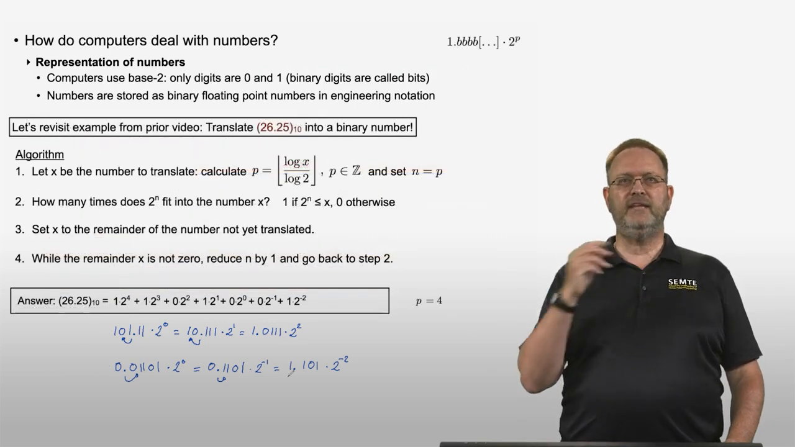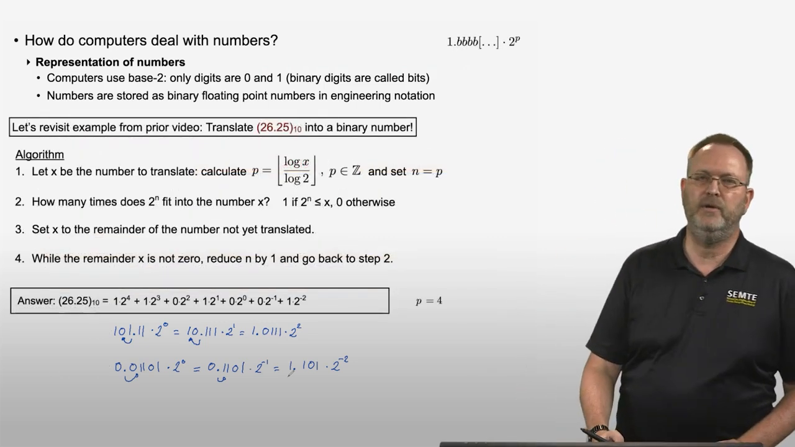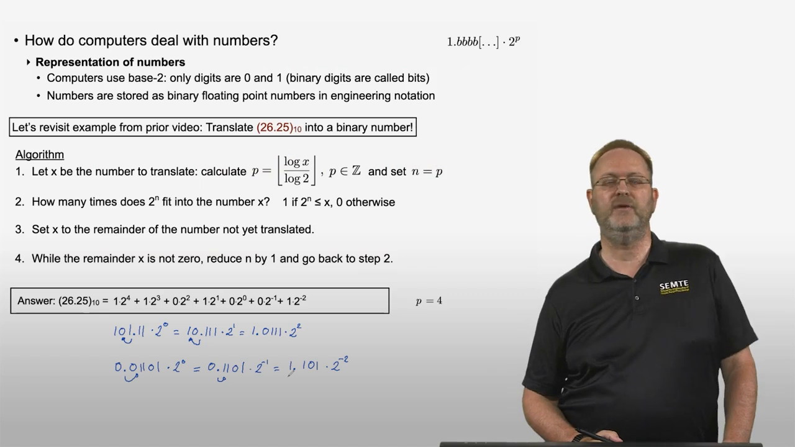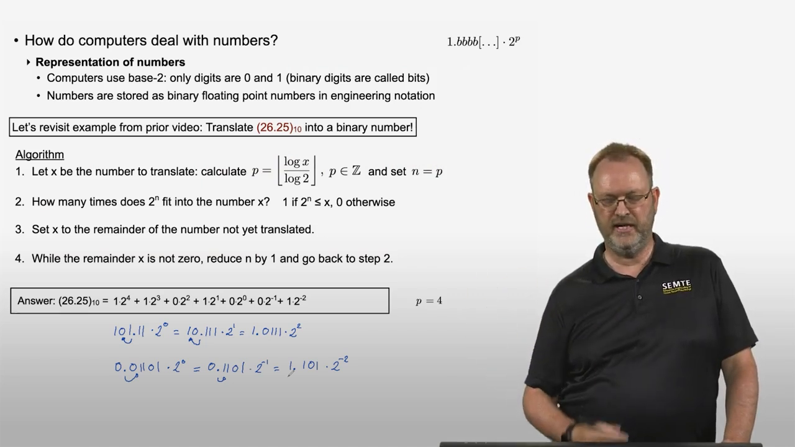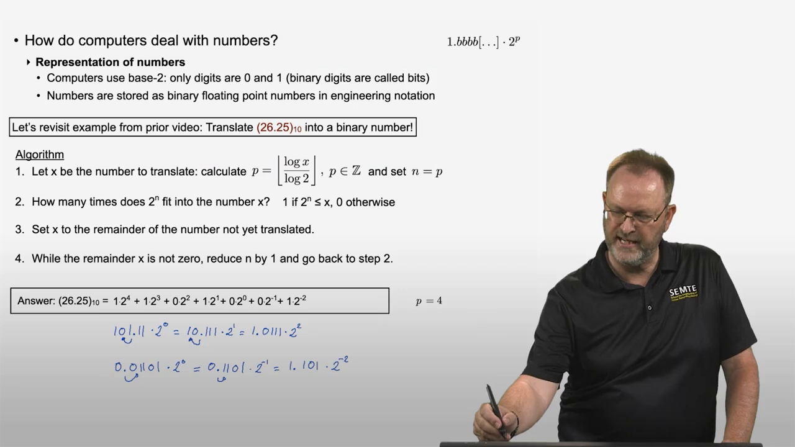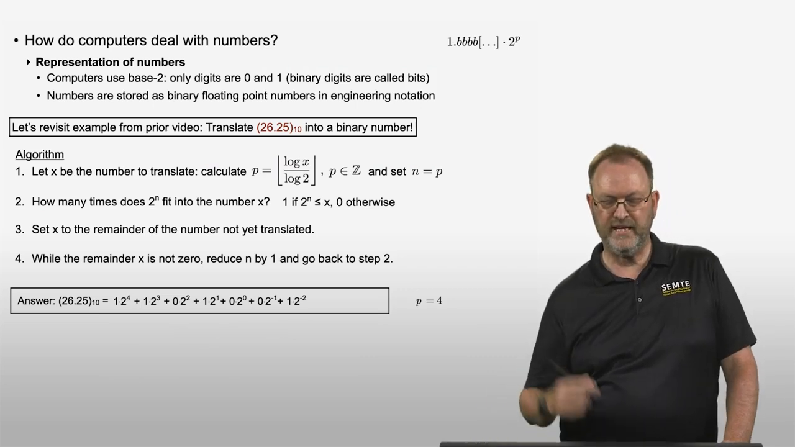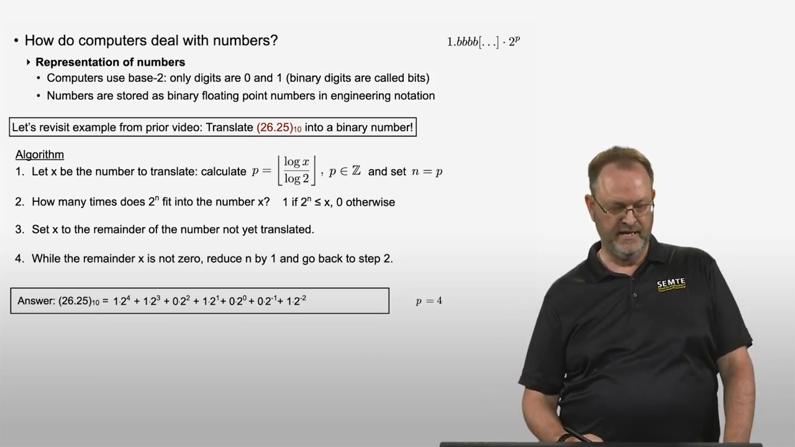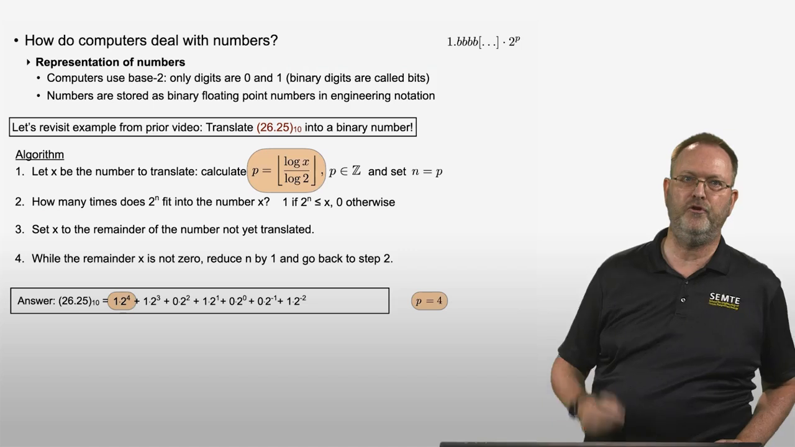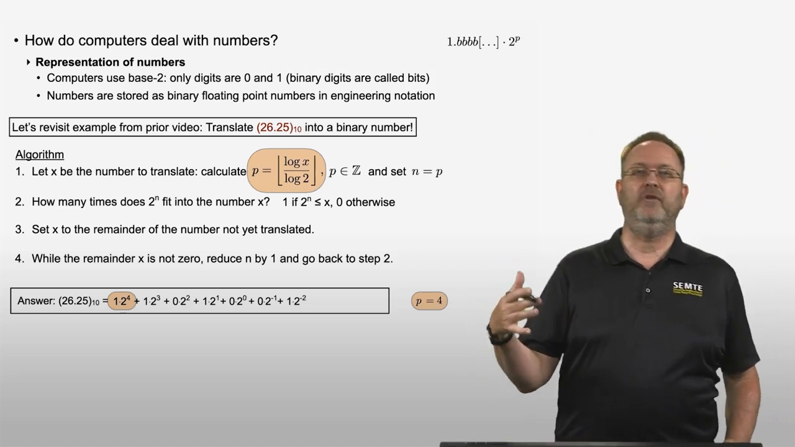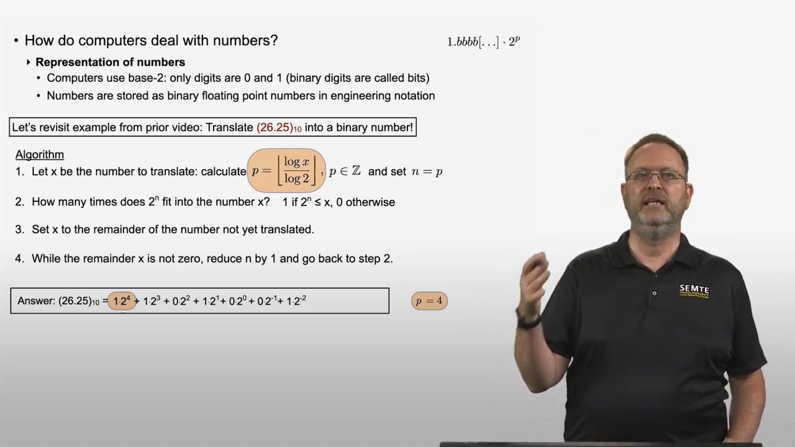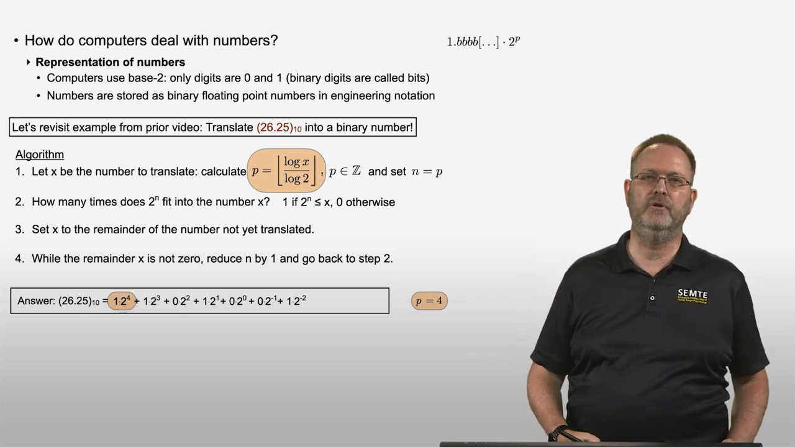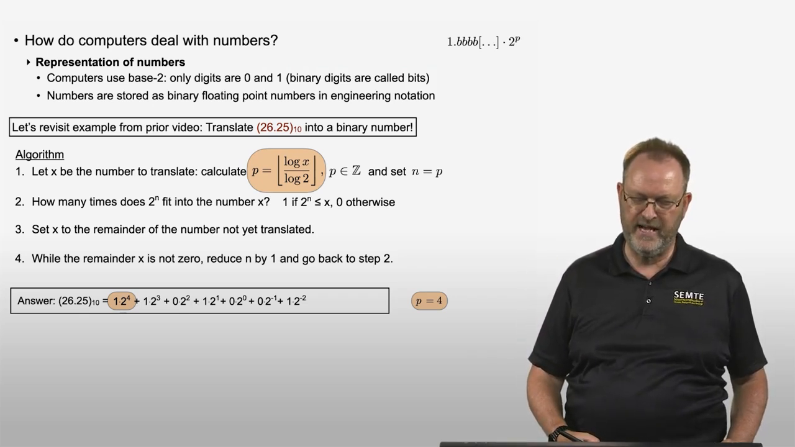All right, so now let's go back to the algorithm that we developed before that translated decimal numbers to binary numbers. And here's just the summary of that algorithm. Right, it had all these individual steps. And among them was this first step where we calculated the largest power of 2 that was smaller or equal to the number to translate. And that was our p, right?